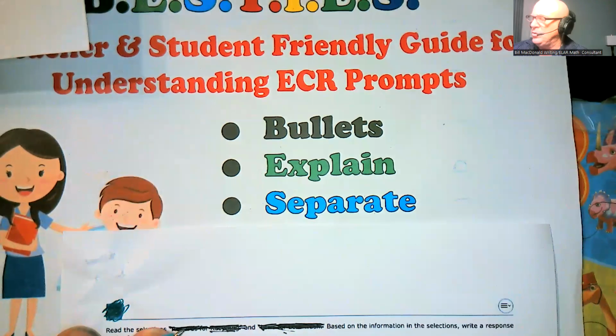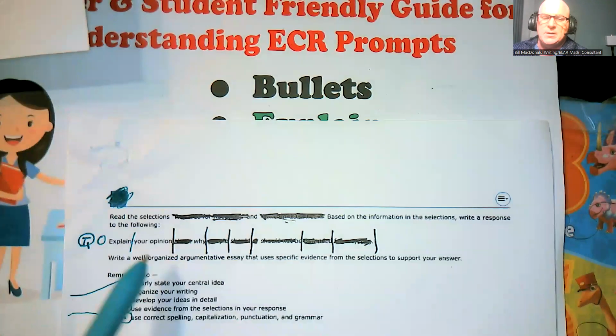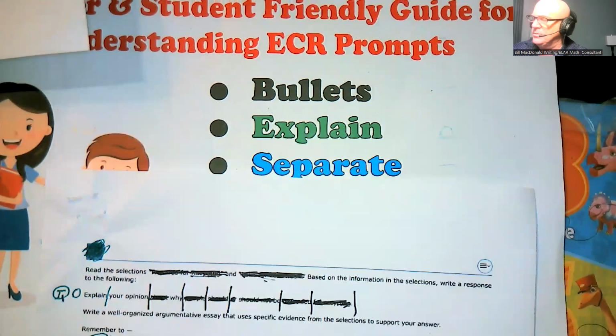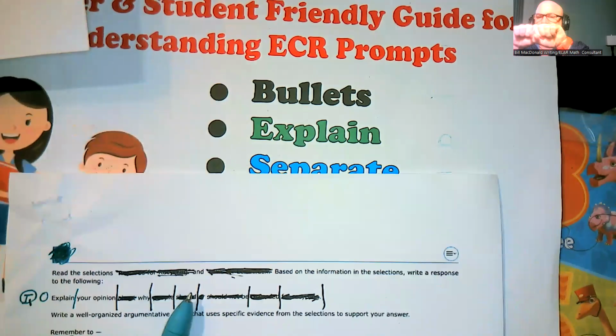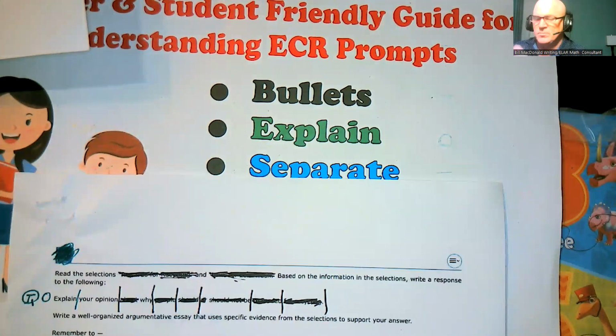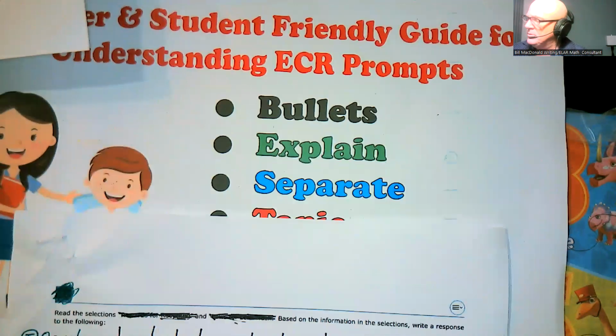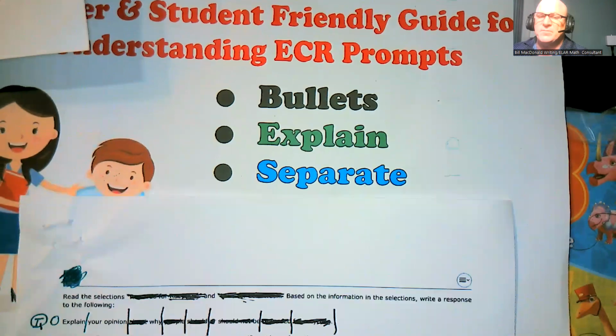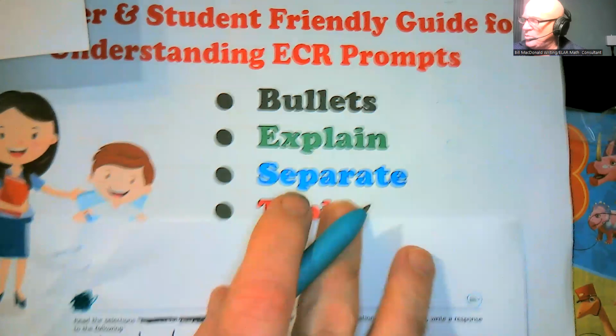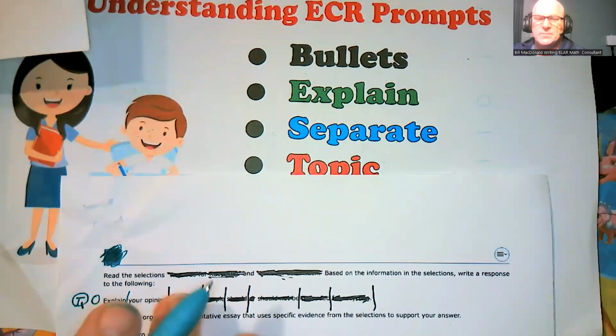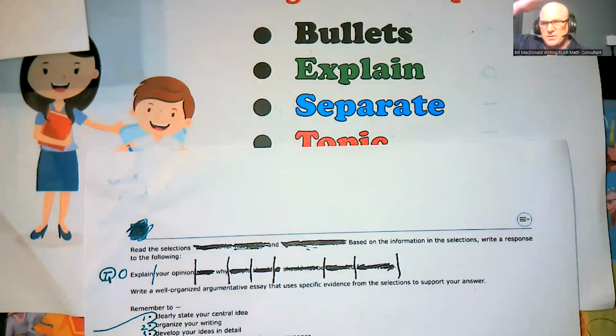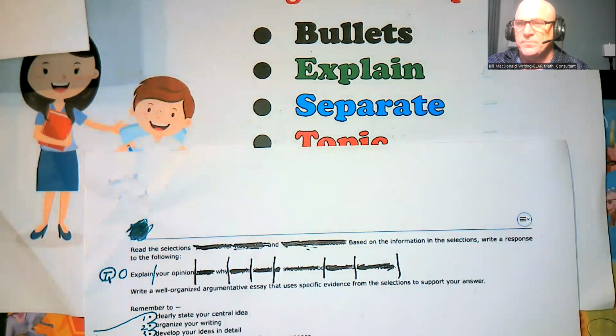Then you're going to do what I did here and separate, break apart. That's the S of BESTIES. The topic, which is this one right here. Separate the topic, not the bottom, but the top, as in topic, whatever the prompt is asking you to do.